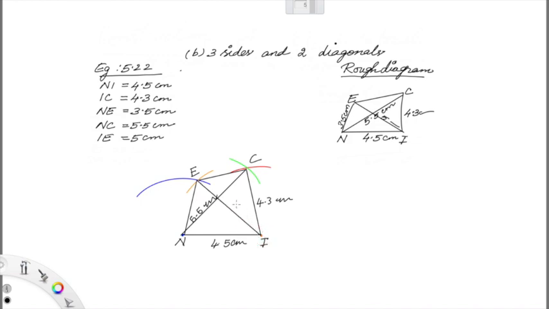Since this diagonal measurement is given, we have to join the diagonal also. Okay. And write the diagonal is 5 centimeter. And NE is 3.5 centimeter. Are you getting like this, children? Yes, we'll see the next.